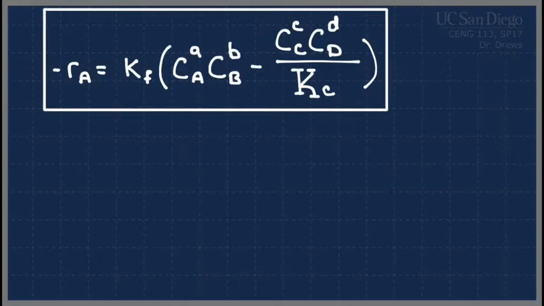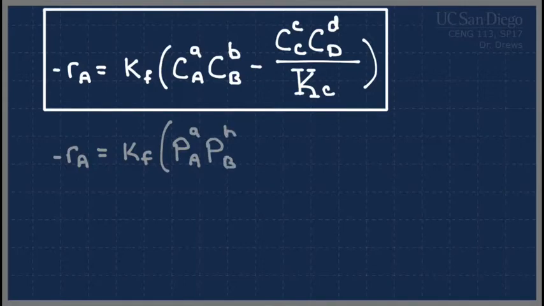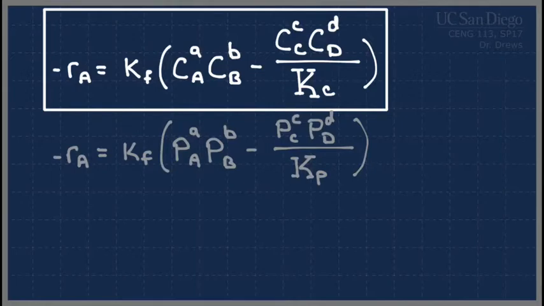Keep in mind the other one still works too. It's just got a different K inside there. So if you want to write it in terms of partial pressure, this is partial pressure of A raised to the A, partial pressure of B raised to the B, minus C to the C, D to the D, divided by K, but now the equilibrium K that you're talking about is K sub P. Which, there's a nice pattern to that, right? If you write it in terms of CA, then the equilibrium K you need is the one that has the C in it. It's KC. That's not a coincidence. We write it like that on purpose.